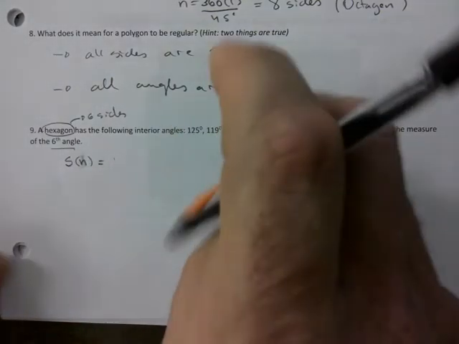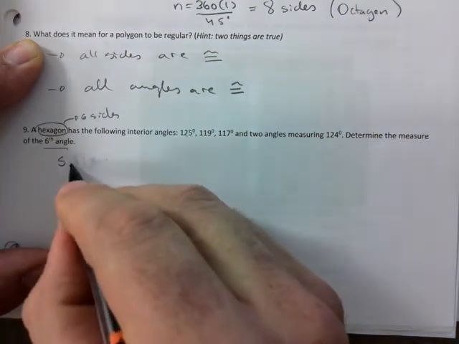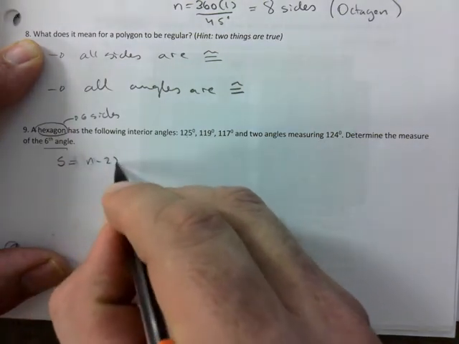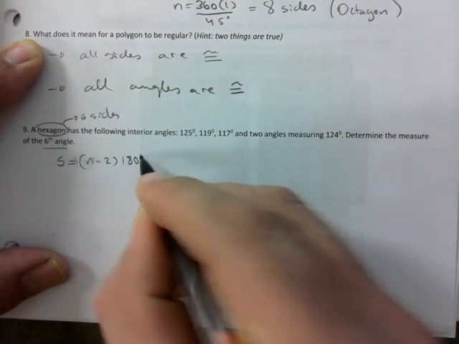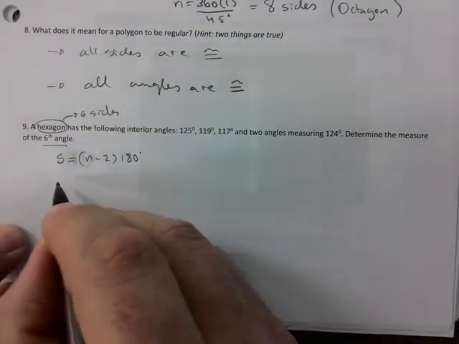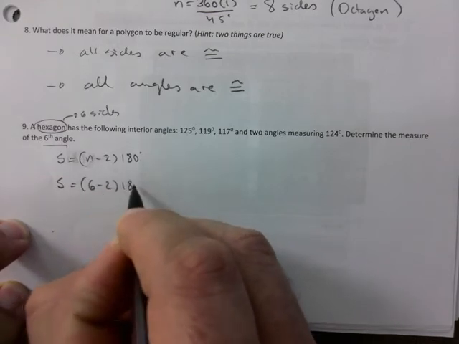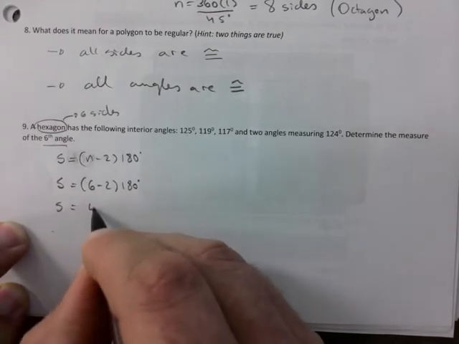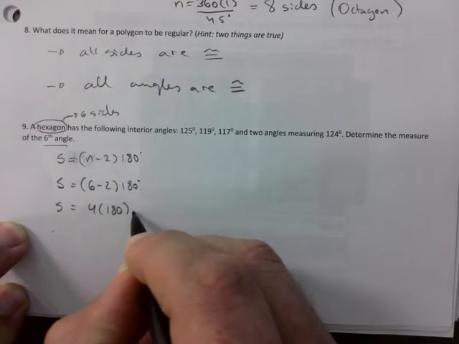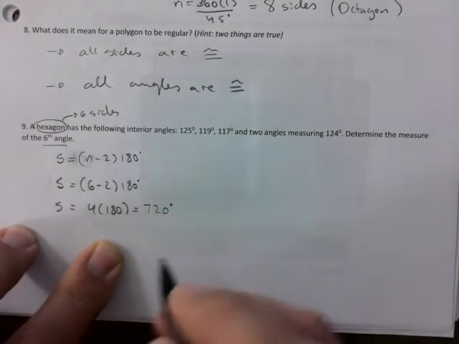This is the formula. Actually, you don't have the n on yours, do you? Just like that. The sum of interior angles is n minus 2 times 180. You get it every time, right? Figure out the sum. So if it's a 6-sided, then it would be 6 minus 2 times 180, which is 4 times 180. And what is that? 720 degrees, right?